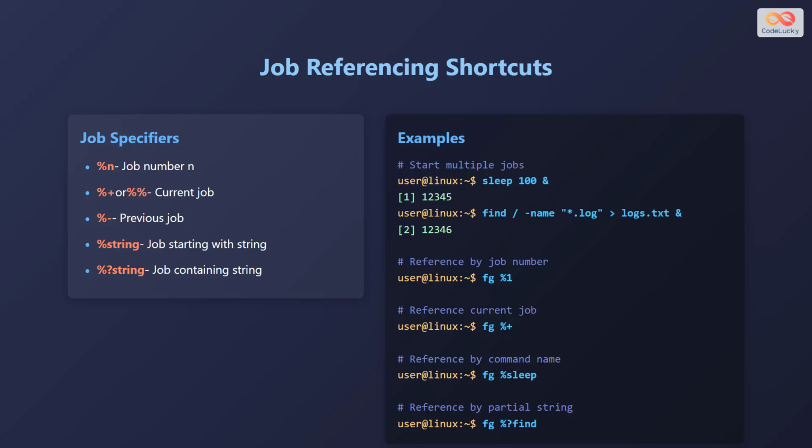For example, after starting multiple jobs like sleep 100 &, and find / -name "*.log" > logs.txt &, you can bring job 1 to the foreground using fg %1. Alternatively, fg %+ will bring the current job to the foreground. To reference a job by command name, you can use fg %sleep. Or to reference a job by partial string, you can use fg %?find.